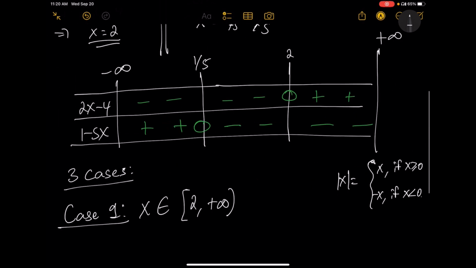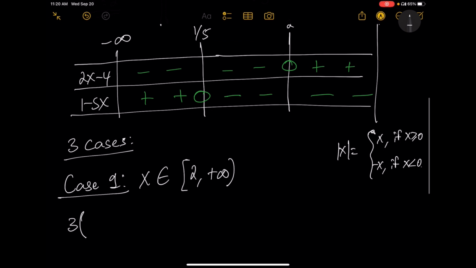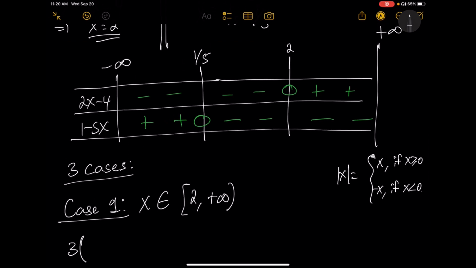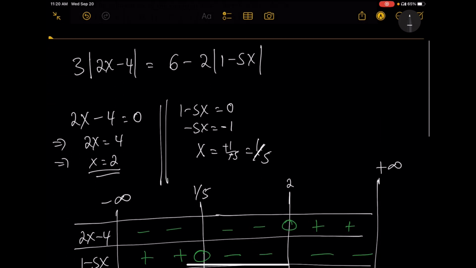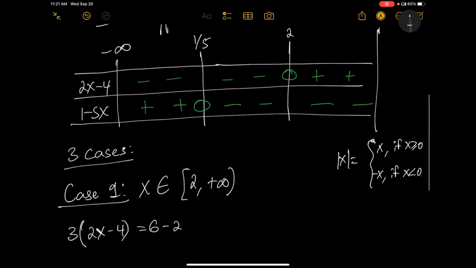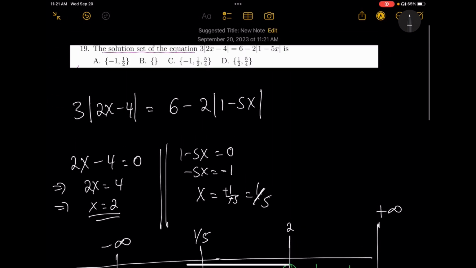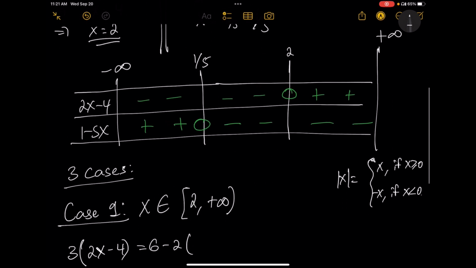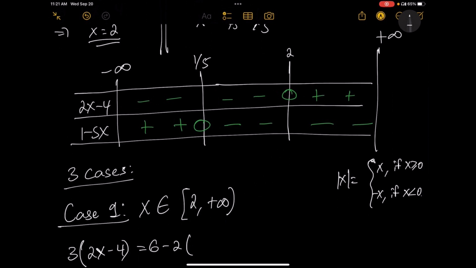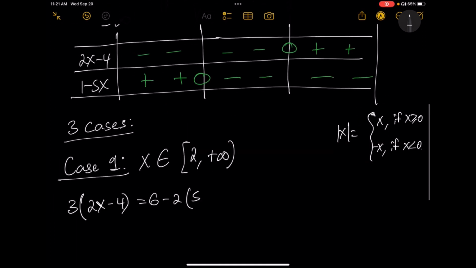The equation says 3 times absolute value of 2x minus 4. But if x is greater than or equal to 2, we know that 2x minus 4 is greater than or equal to 0 on that interval, therefore it will simply be 2x minus 4. All right, that is equal to 6 minus 2 times, how about 1 minus 5x? In the interval from 2 up to infinity it would be negative. So 1 minus 5x becomes 5x minus 1.